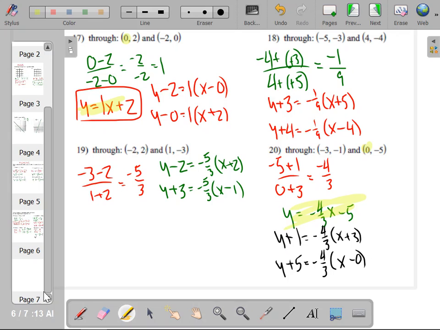So it doesn't matter which one you pick, but you need to be quite proficient in both slope-intercept and also point slope.